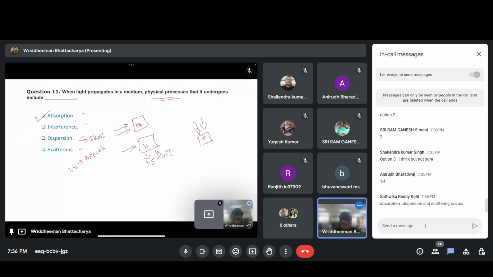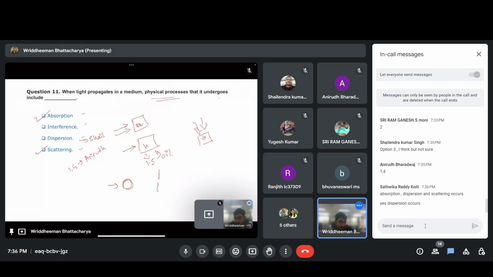So when light is falling on a medium, does it get scattered or not? Yes, it gets scattered, due to which we can see the color of the sky as blue, as previously discussed. Dispersion. Does dispersion occur when a sphere or wall is kept and light is being passed, or suppose an aperture is kept and light is being passed?